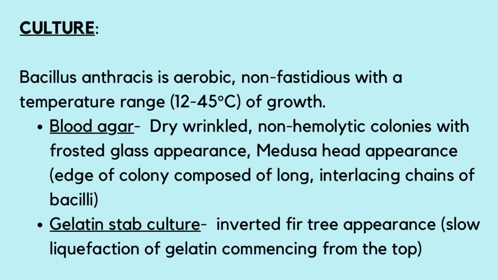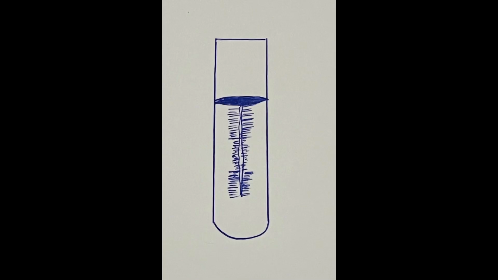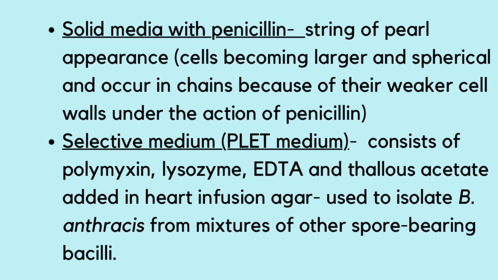On gelatin stab culture, inverted fir tree appearance is seen. This is because of slow liquefaction of gelatin commencing from the top. So this is how the inverted fir tree appearance in gelatin stab culture looks. On solid media with penicillin, the colonies will have a string of pearls appearance. Why does this appearance occur? Under the action of penicillin, the cell wall becomes weak and the cells become larger and spherical and occur in chains.